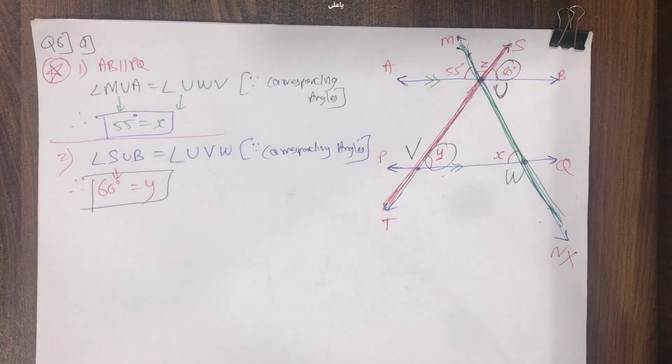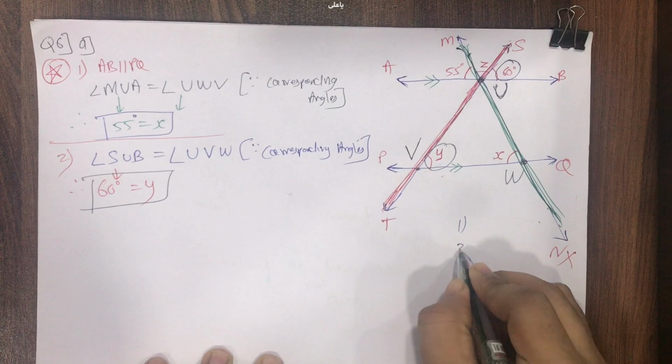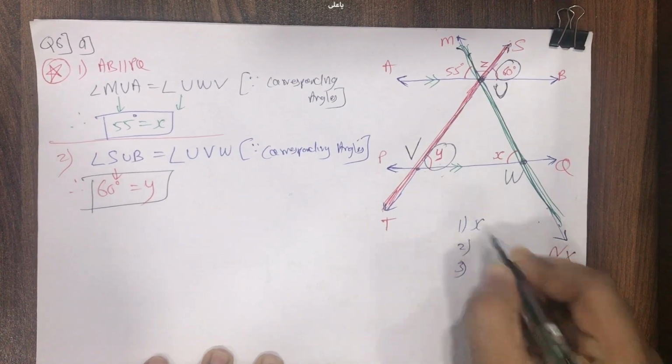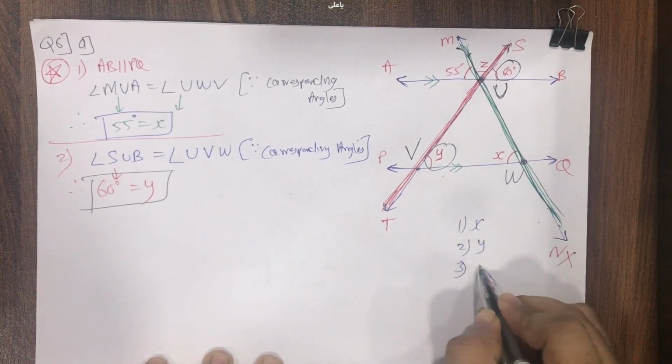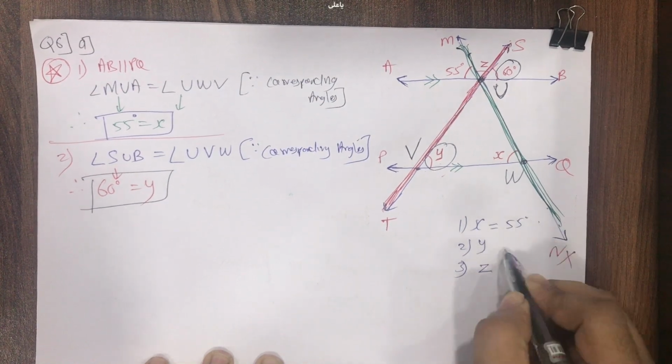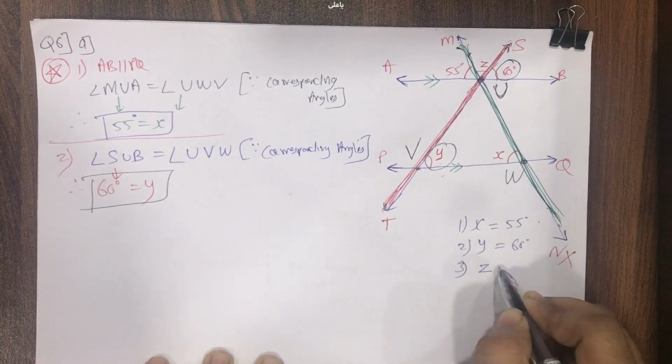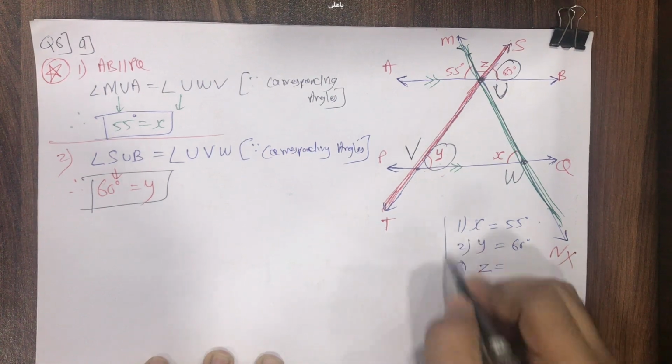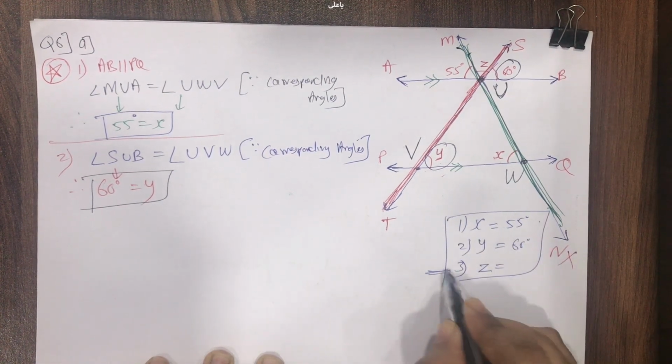Okay, now how many things were needed to find? See here, we needed 3 things over here. One was x, other was y, and third was the value of z. We got x as 55 degree, we got y as 60 degree, and what's z? This is still unknown. Now how to find this z?